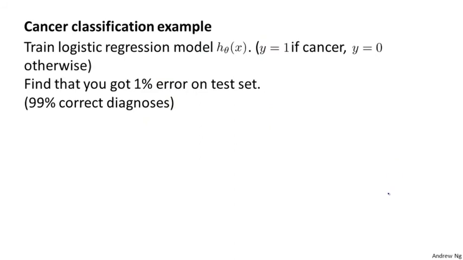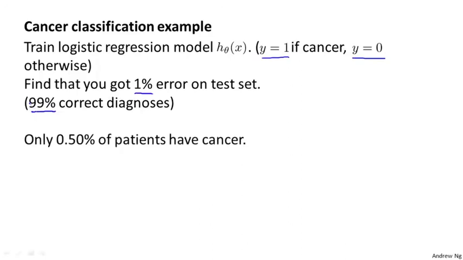Consider the problem of cancer classification, where we have features of medical patients and we want to decide whether or not they have cancer. So this is like the malignant versus benign tumor classification example that we had earlier. So let's say y equals 1 if the patient has cancer and y equals 0 if they do not. We might train a logistic regression classifier, and let's say we test our classifier on a test set and find that we get 1% error. So we're making 99% correct diagnoses. Seems like a really impressive result, right? We're correct 99% of the time.